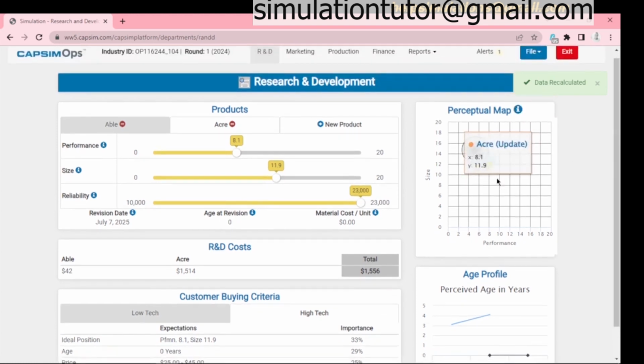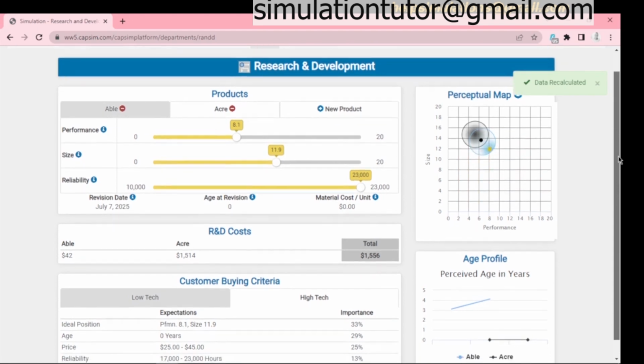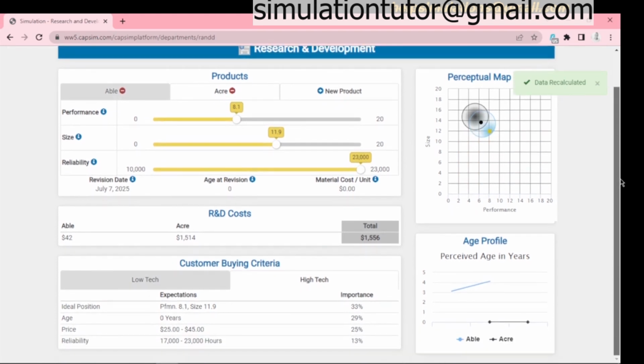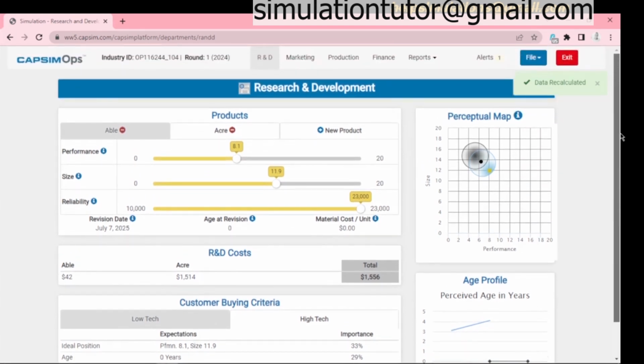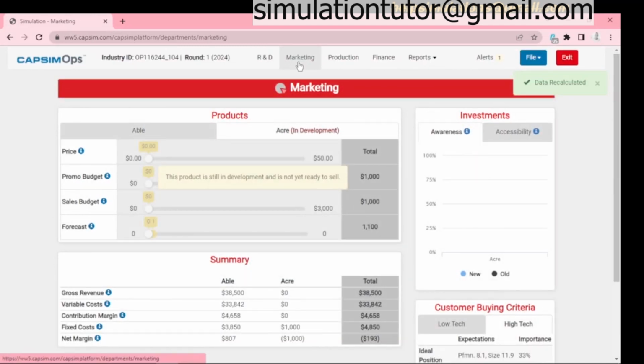You can see the new product is predominantly a high-tech product, serving only the high-tech market segment. So I think I'll leave it this way for now. Those are the decisions that we make for research and development under the Capsim Ops. Next we'll move to marketing. Let's make our marketing decisions.